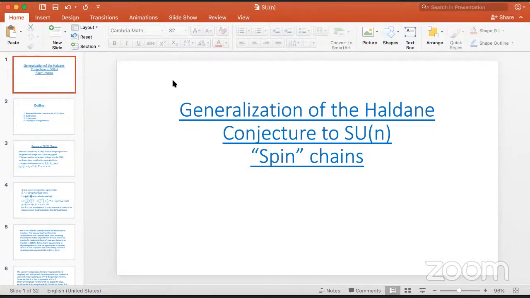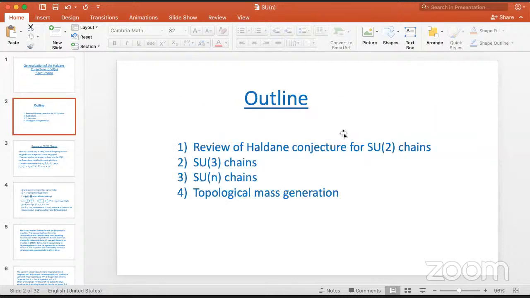Okay. So I'm going to talk about the generalization of the Haldane conjecture, which is this famous conjecture he made for SU2 spin chains, which helped to win him the Nobel Prize. So I want to talk about a generalization of this Haldane conjecture to SUN spin chains. And this is motivated by cold atom experiments, which are actually realizing these spin chains. So here's an outline of the talk. First of all, I'm going to give a review of the Haldane conjecture for SU2 chains. Then I'm going to talk about SU3 chains. Then I'll talk about SUN chains. And then talk about topological mass generation.